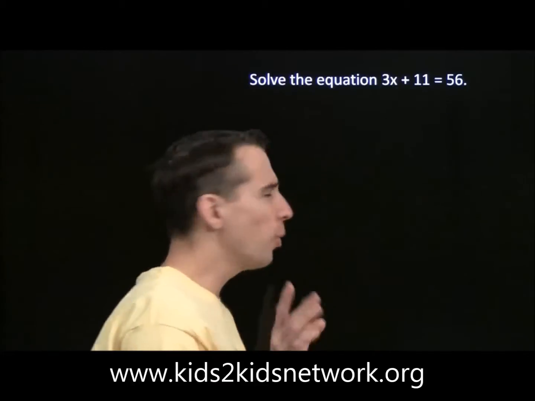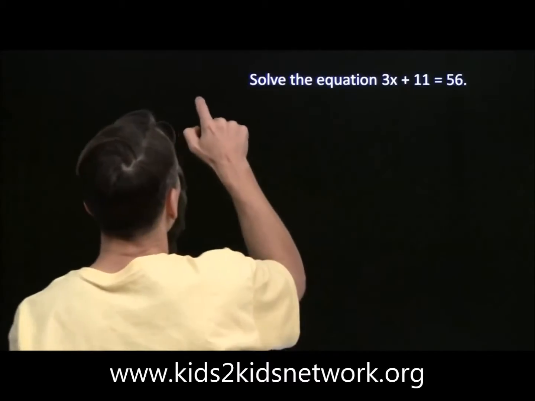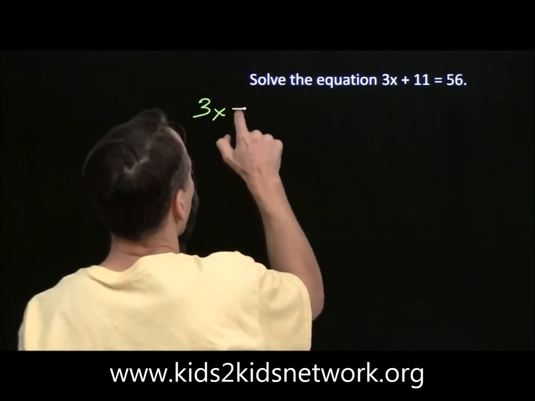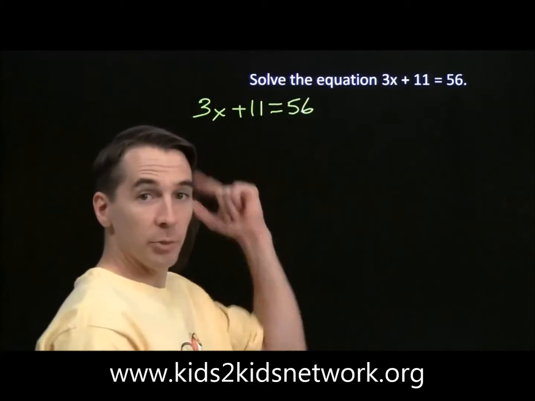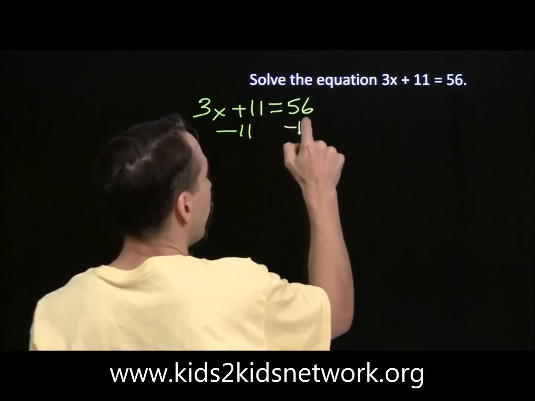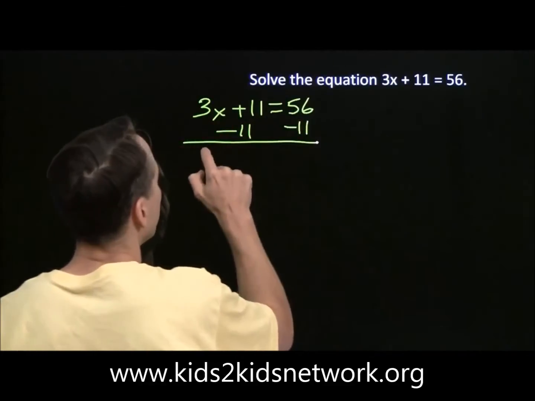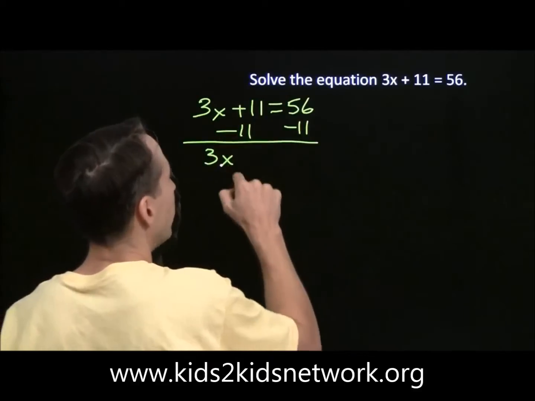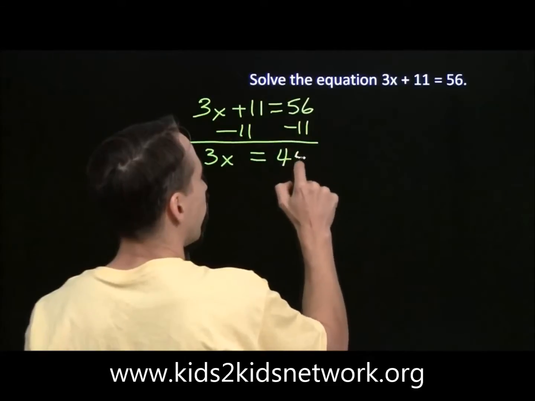Well, let's just try it both ways and see which one we like better. We'll start off by getting rid of the 11 first. We start off with 3x plus 11 equals 56. And we can get rid of the 11 from this side of the equation by subtracting 11. Now, if you subtract 11 on the left, you have to subtract 11 on the right. Can't play favorites. And we get, well, the 11s cancel, so we get 3x on the left. Then 56 minus 11, that gives us 45.